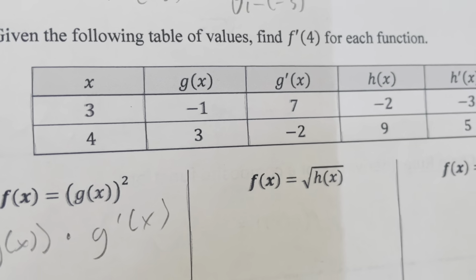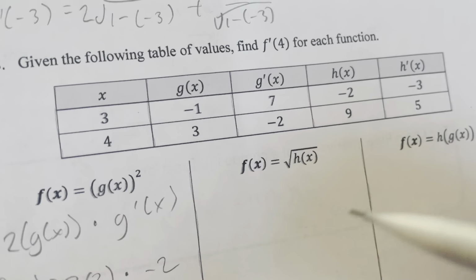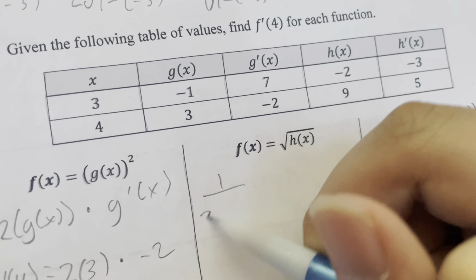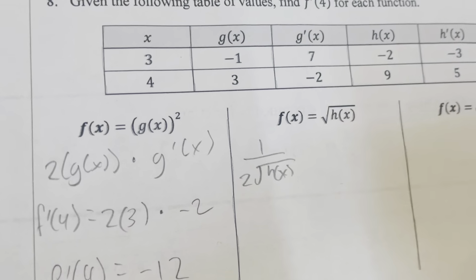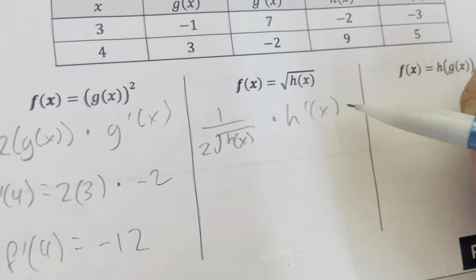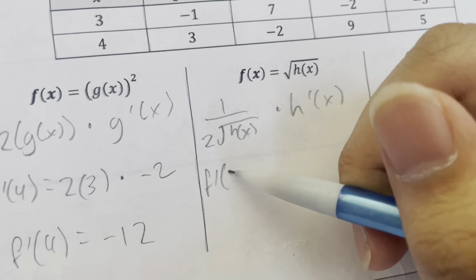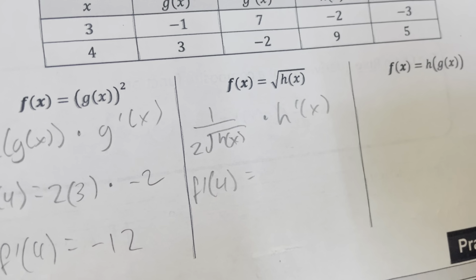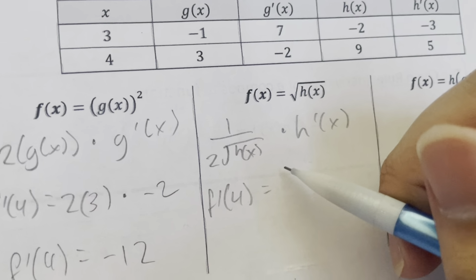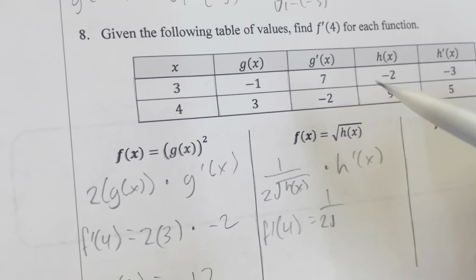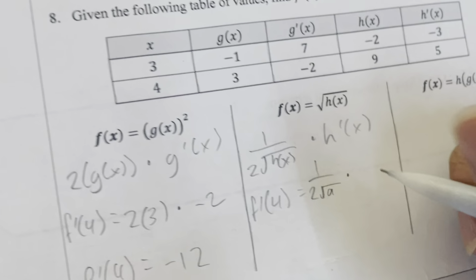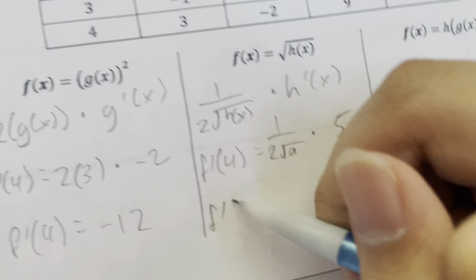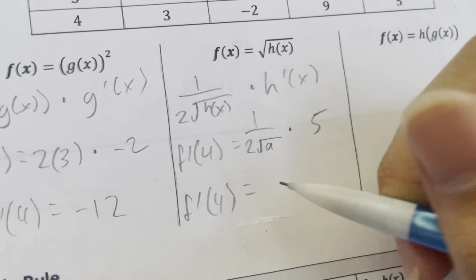Square root of h of x, chain rule. This would be 1 over 2 multiplied by the square root of h of x, multiplied by h prime of x. You plug in your values. 1 over 2 square root of 9 times 5, which will be f prime of 4 equals 5 over 6.